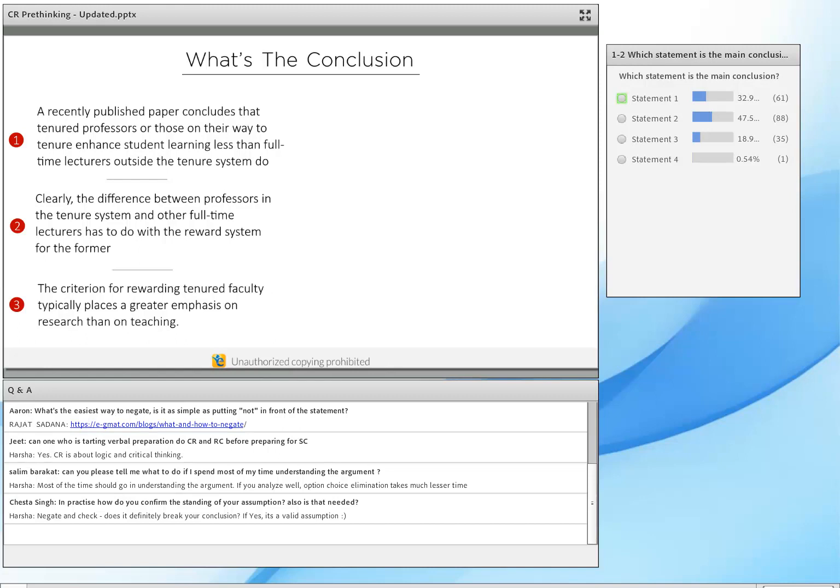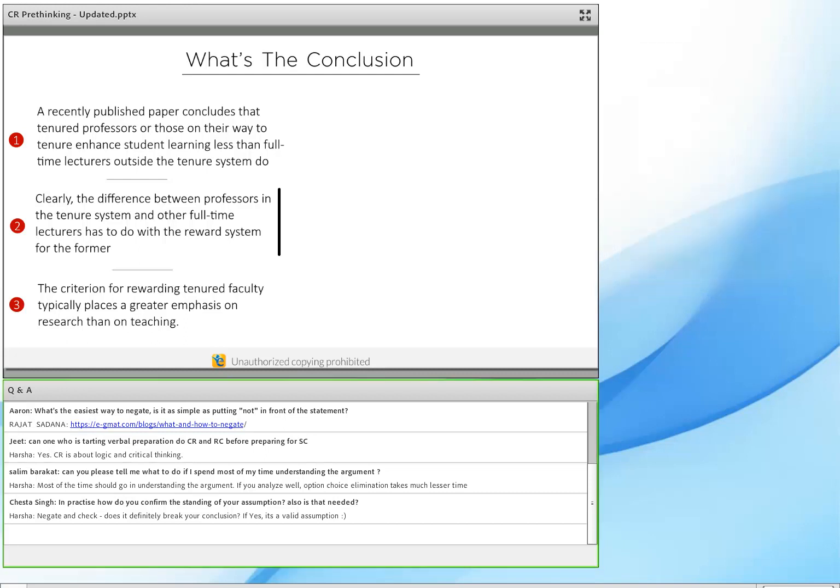47% of you say statement two is the main conclusion, and you guys are correct. And again, when you see this, more than half the class couldn't even identify what the main conclusion is. And this is kind of where you see, hey, if you can't identify the main conclusion, you probably can't even dream of solving an assumption or any argument-based question correctly.